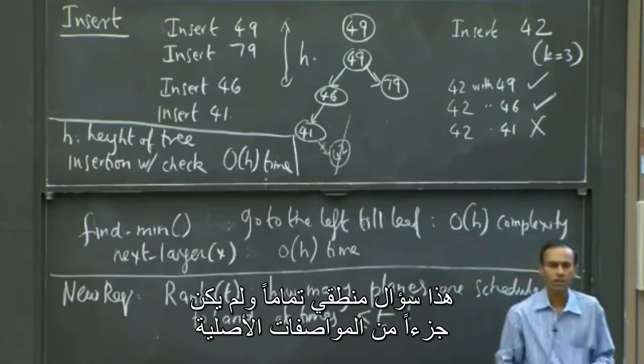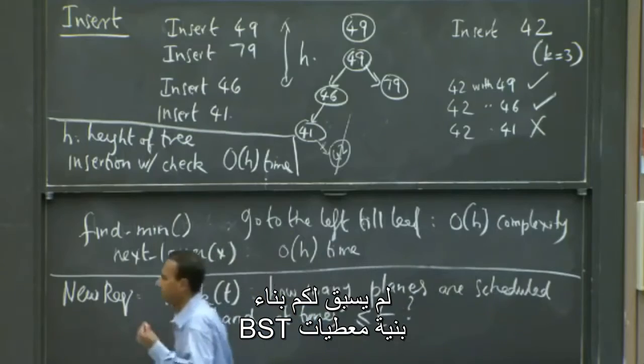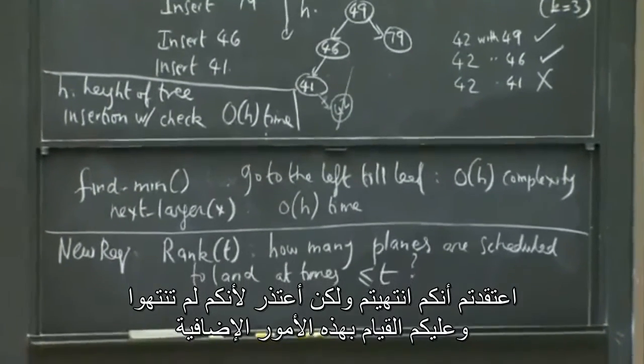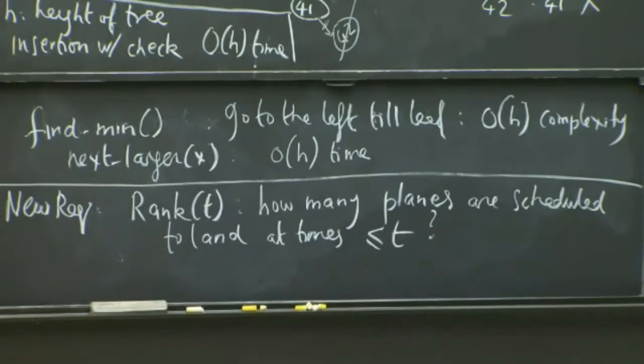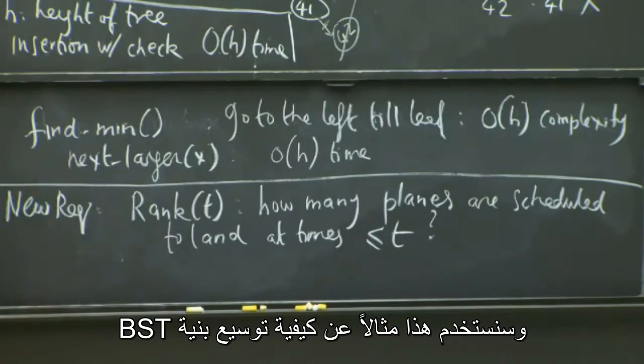All right? So a perfectly reasonable question. It wasn't part of the original spec. You now have built your BST data structure. You thought you were done. Sorry, you aren't. You've got to do this extra stuff. All right? So that's the notion of augmentation, and we're going to use this as an example of how we're going to augment the BST structure.